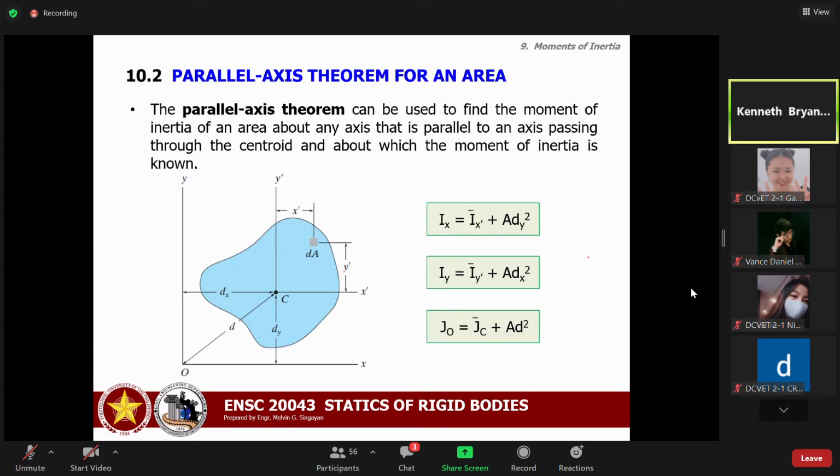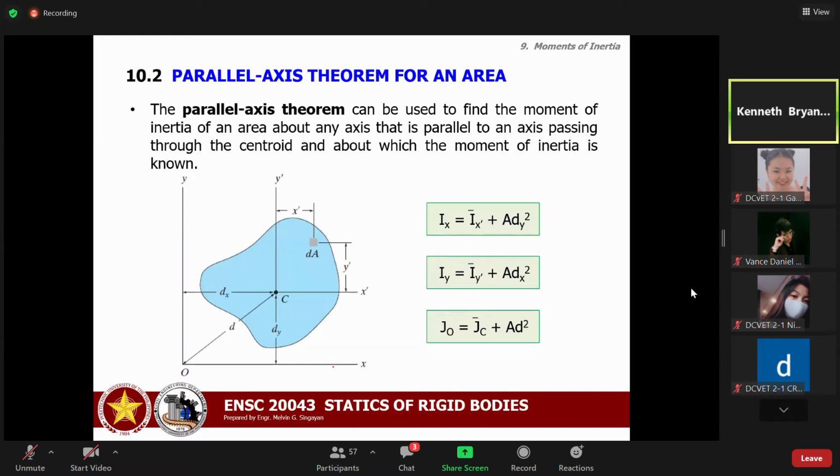The parallel axis theorem can be used to find the moment of inertia of an area about any axis that is parallel to an axis passing through the centroid of the area. In formula, the parallel axis theorem is this: Ix is equal to I bar x prime plus A dy squared. So what is I bar x prime and this product A dy squared? The I bar x prime here is the moment of inertia about an axis passing through the centroid, which is parallel to the reference axis where you are getting the moment of inertia.